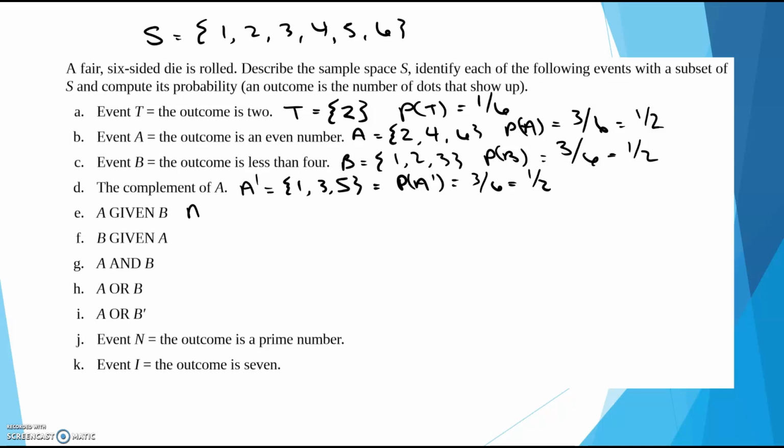Okay, A given B. So the first thing that has to happen is we've got to look at B first, and then we can find A. So within B, okay, so I'm in this section right here. A says the outcome is an even number. How many even numbers do I have here? Well, just 1. That's just that 2 right there. So the probability of A given B would be 1 number out of 3 choices here. When it comes to conditional probability, that's when your denominator is going to change.